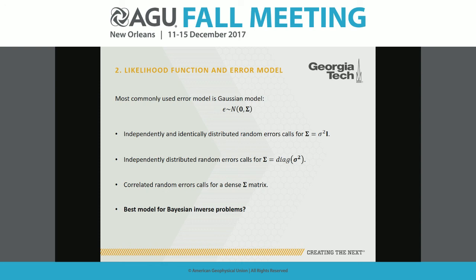Another error model we use is the independently distributed error model, which is a diagonal matrix for sigma. And correlated random errors usually require a full and dense sigma matrix. So our question is, what is the best model for Bayesian inverse problems, or will the IID model be sufficient for Bayesian inverse problems?